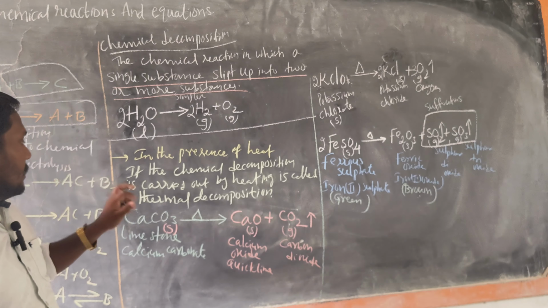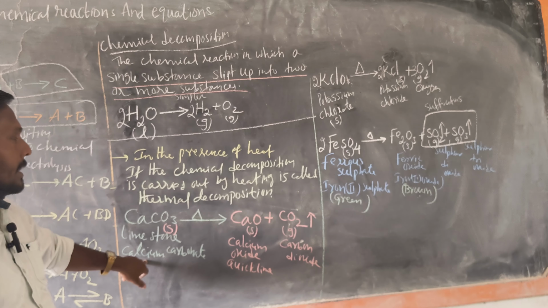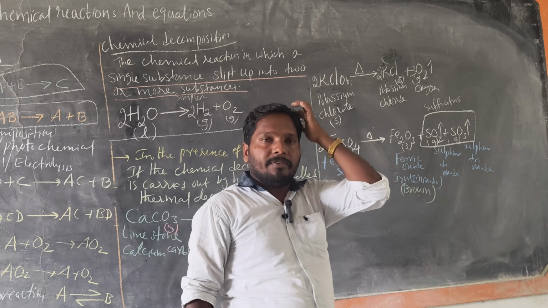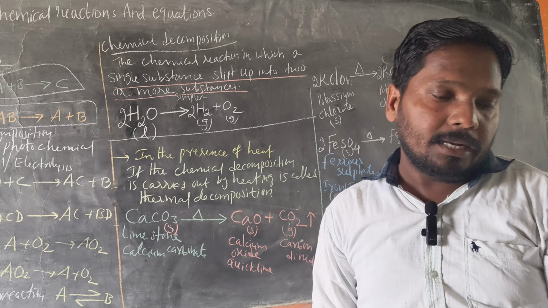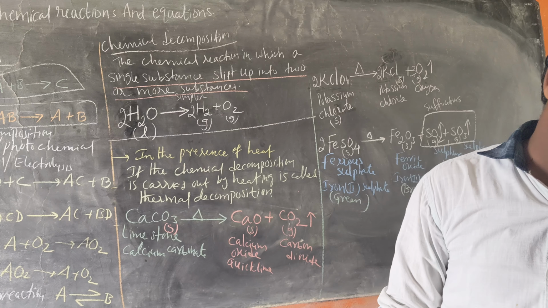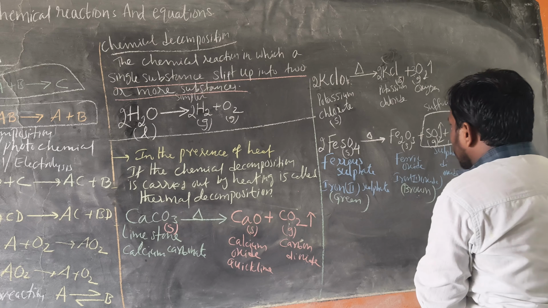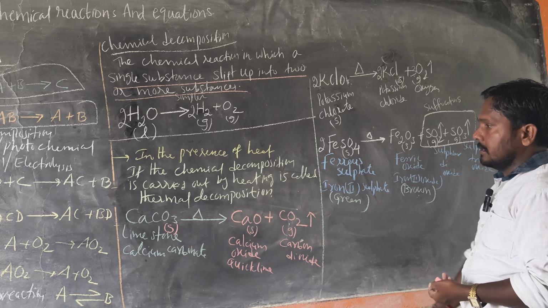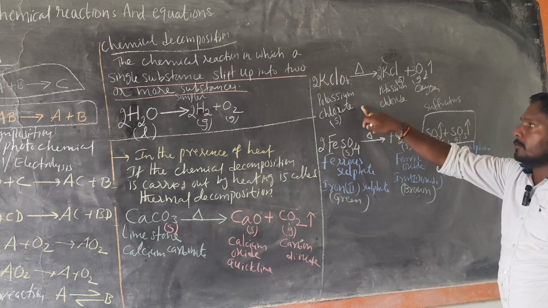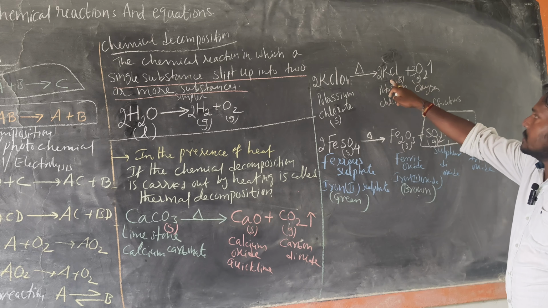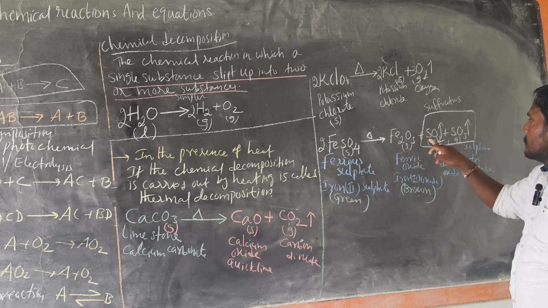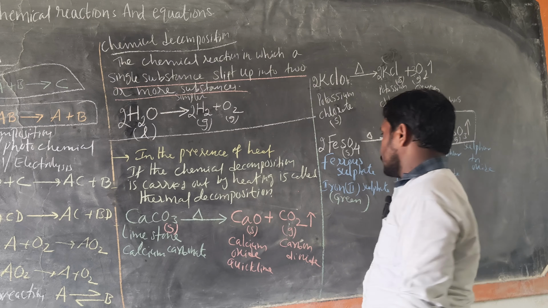See here, the single substances, limestone or calcium carbonate, potassium chloride, and iron sulfate, are each only one single substance. They dissociate and form two or more substances. Calcium carbonate dissociates into calcium oxide and carbon dioxide. Potassium chloride dissociates into potassium chloride and oxygen. Iron sulfate dissociates to form ferric oxide, sulfur dioxide and sulfur trioxide.